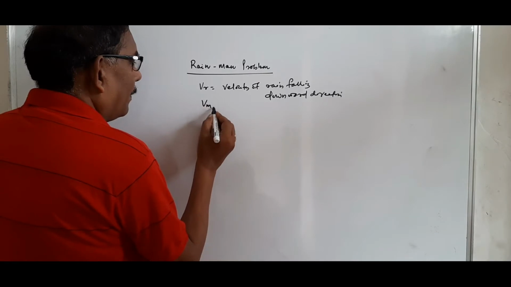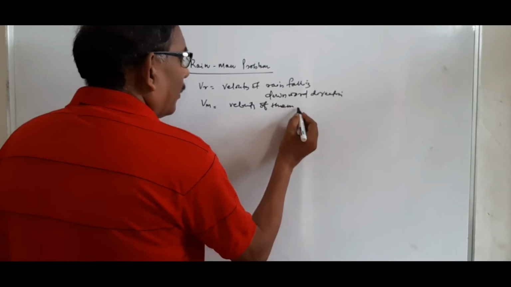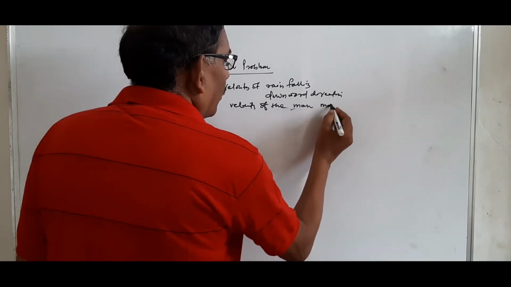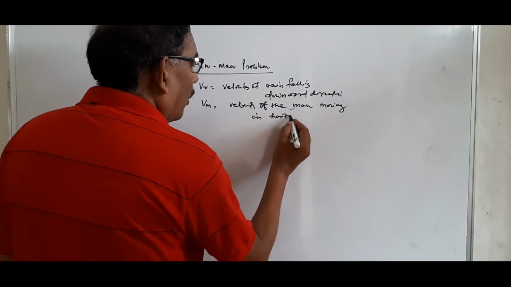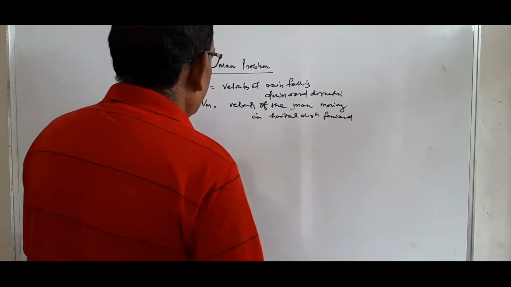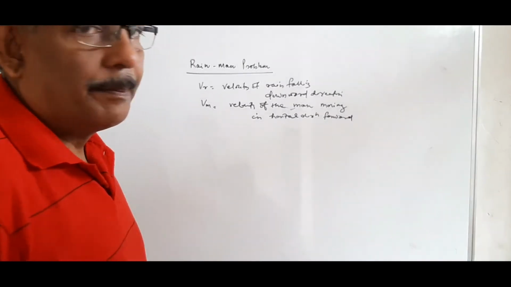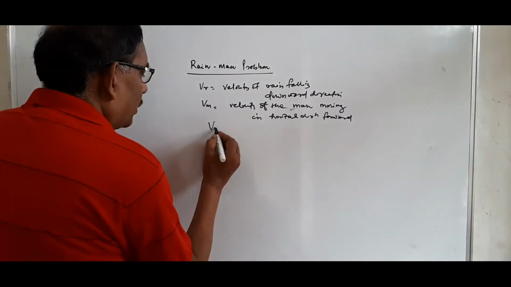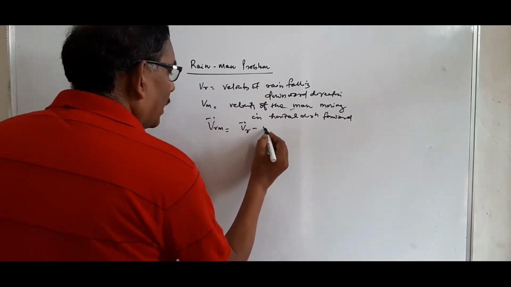And Vm, the velocity of the man moving in horizontal direction forward. Okay. So what is the velocity of rain with respect to man? Man is observing the velocity of rain. So velocity of rain with respect to man is equal to Vr minus Vm.